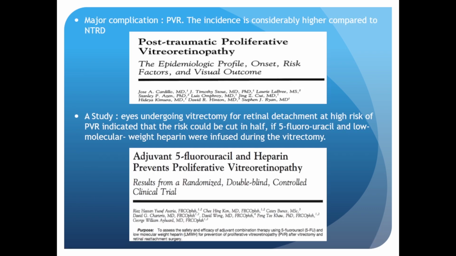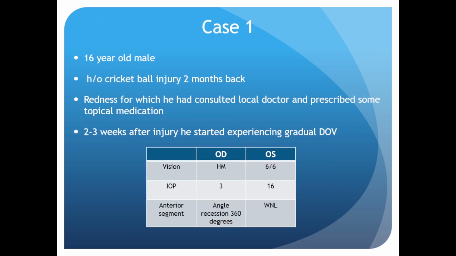There are some papers in which they have shown that the incidence of PVR is quite a bit higher as compared to non-traumatic retinal detachment. And there are some studies which also say that if you inject 5-fluorouracil or low molecular weight heparin during the vitrectomy, the PVR rate is cut to half. So this was the theoretical part. We will now start discussing cases one by one.